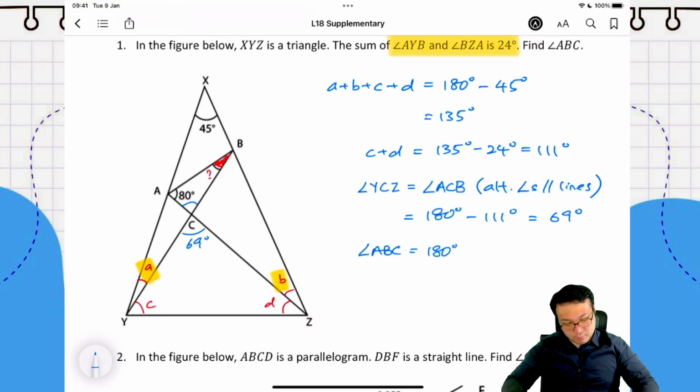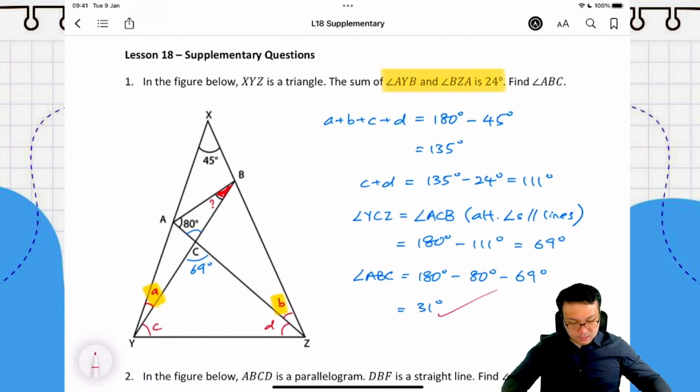180 minus 80 minus 69. Good. And we have our answer. Well done, Embriel. Do you find that this question was a bit difficult? Yeah. But now you understand? Yes. Well done. So students, can you see it's quite useful?